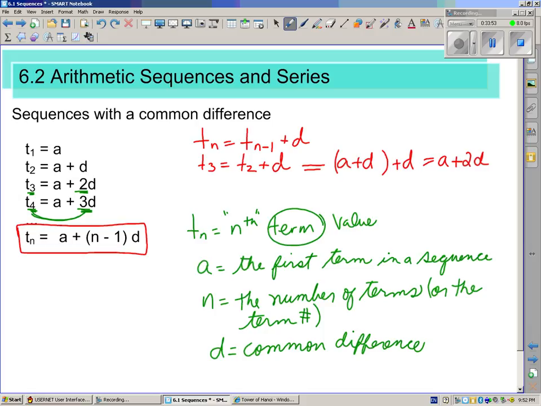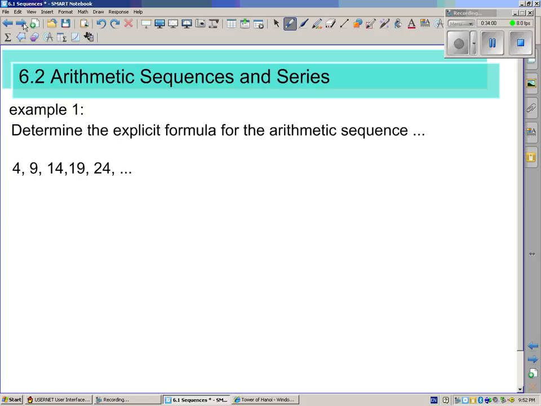Got your thinking caps on? Right, let's do a couple of examples, just a review of what you've done before. Determine the explicit formula for the arithmetic sequence. Explicit formula is saying I need to have a formula that has n's in it. I just want the general term. I'm not saying give me the 20th term. Here I just want, in general, what would describe the sequence.